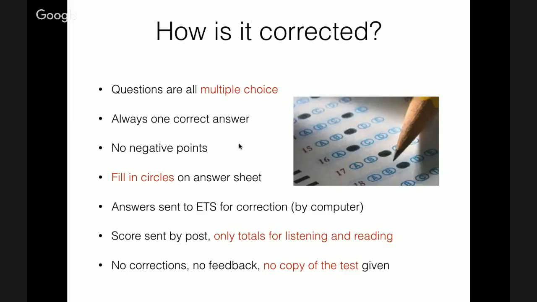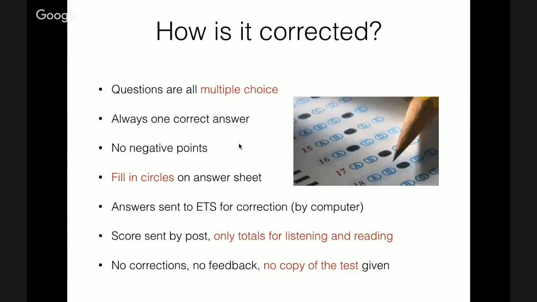We're filling in the circles. That's really important because in the next point I mentioned, the answers are sent to ETS for correction, and the correction is done by a computer. So if you don't fill in that circle correctly, it's possible that the computer could miss something. Also, if you're filling in A, for example, and you make a mistake, so you want to fill in C, you have to erase the answer for A really clearly, because if the computer sees two answers, it'll just say false. So you have to have one clear answer on your answer sheet.